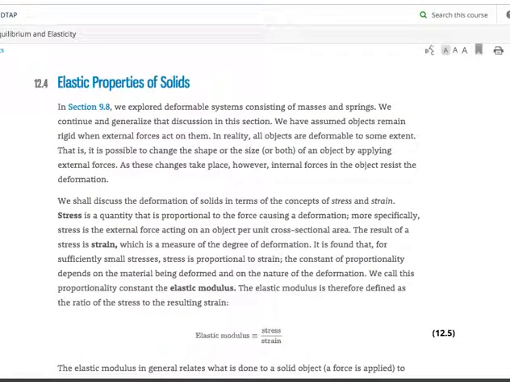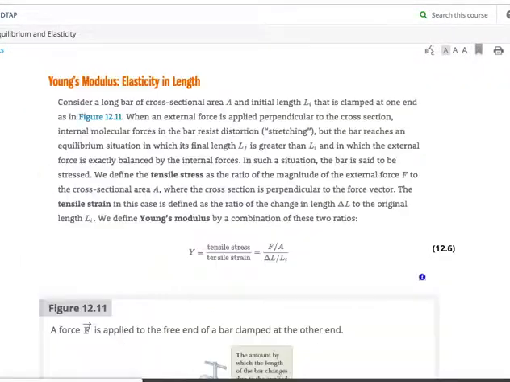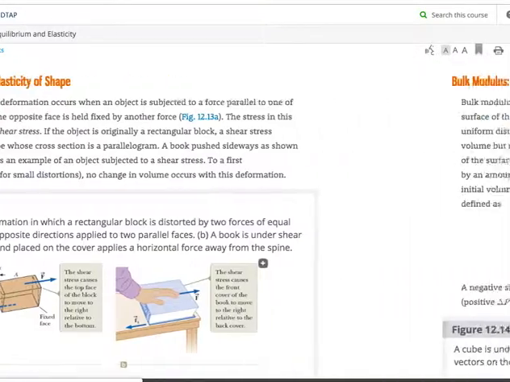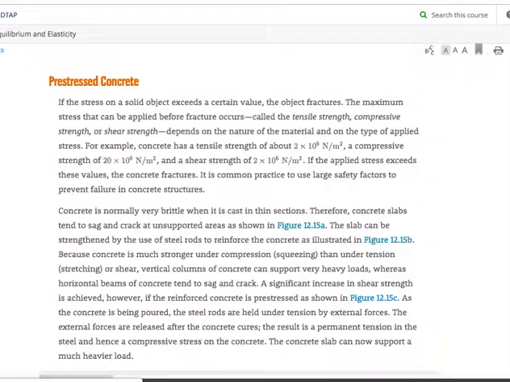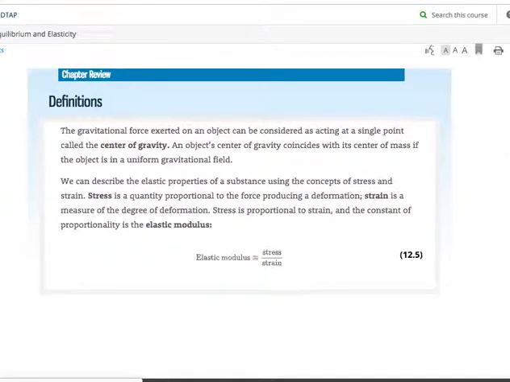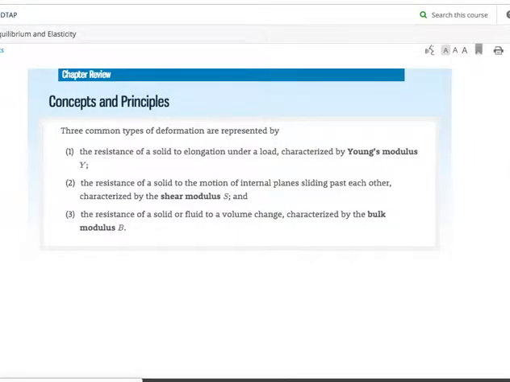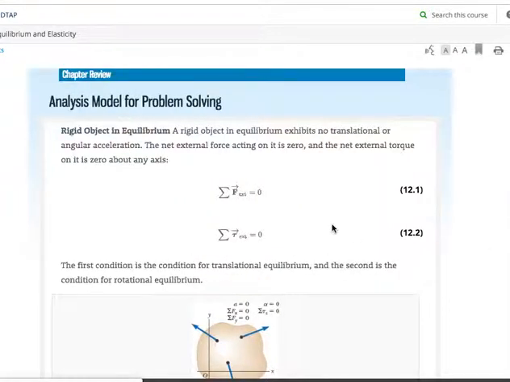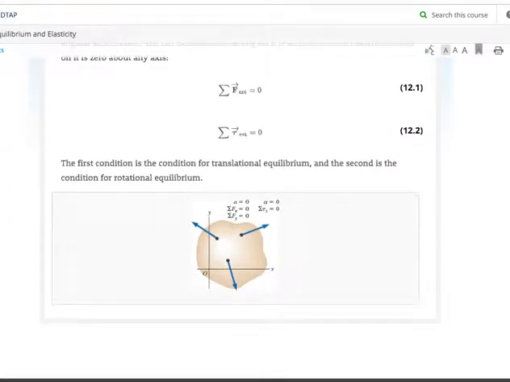You don't have to know the elastic modulus or the Young's modulus or the bulk modulus, so we're going to skip through those. Don't have to know those. You really just need to know static equilibrium here. These are the conditions for static equilibrium.